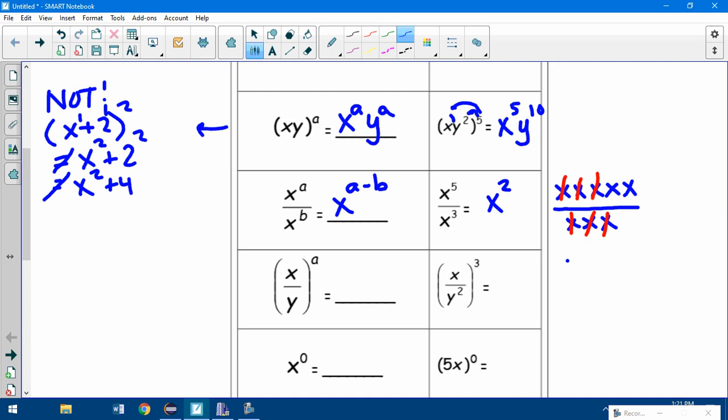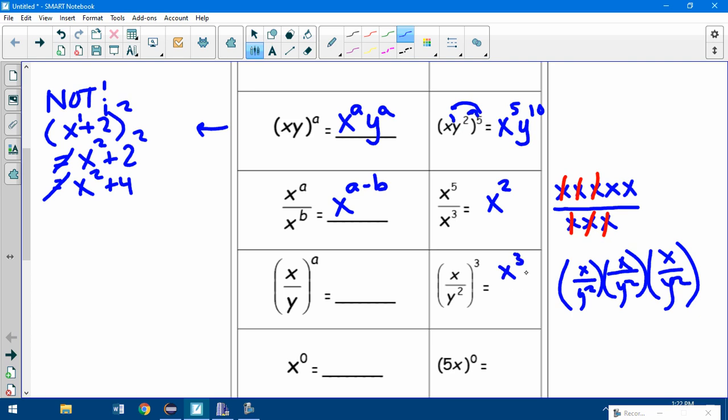Again, if it helps you to write it out, think about what it means. It's x over y squared, and another x over y squared, and another x over y squared. So how many x's on top? 3, so x to the third. And how many y's on the bottom? 2, 4, 6. So y to the sixth.